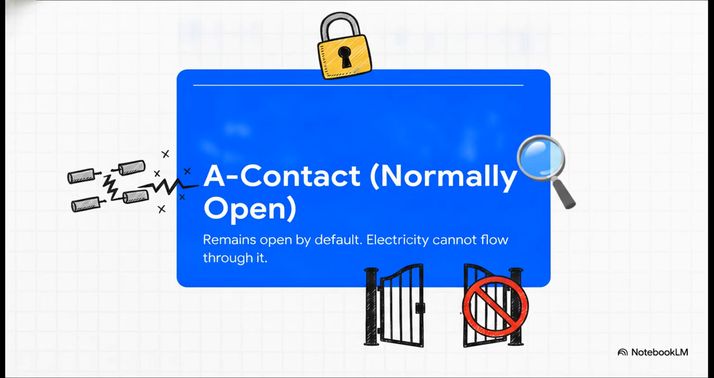And that brings us to our very first star of the show, the A contact, also known as normally open or just NO for short. The name kind of gives it away, right? By default, it's normally open. Because there's a physical gap between the metal contacts, absolutely no electricity can flow unless you do something about it. And its resting state is completely silent, perfectly still, and totally blocking the current.